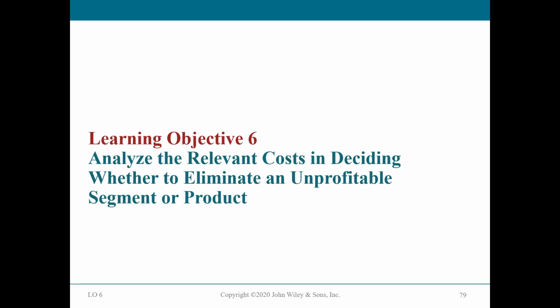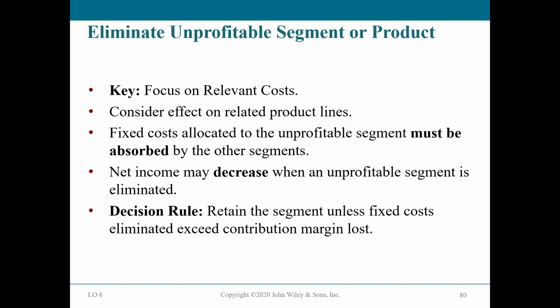Moving on to learning objective 6. What are the relevant costs in deciding whether to eliminate an unprofitable segment or product? Again, we focus on relevant costs. What's the effect on related product lines? Fixed costs, don't forget, if you eliminate a line, they must be absorbed by other segments. Therefore, you don't want to include any fixed costs. Net income may decrease when an unprofitable segment is eliminated. So your decision rule needs to be: retain the segment unless the fixed costs eliminated exceed the contribution margin lost.